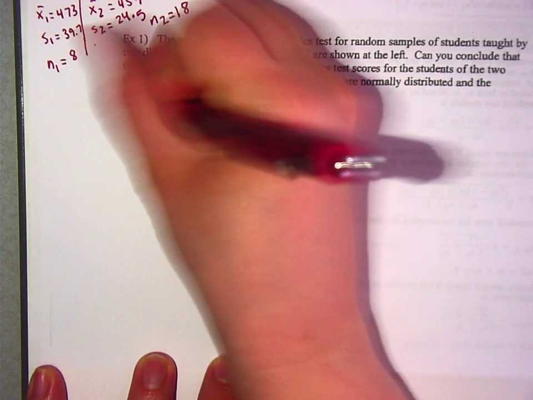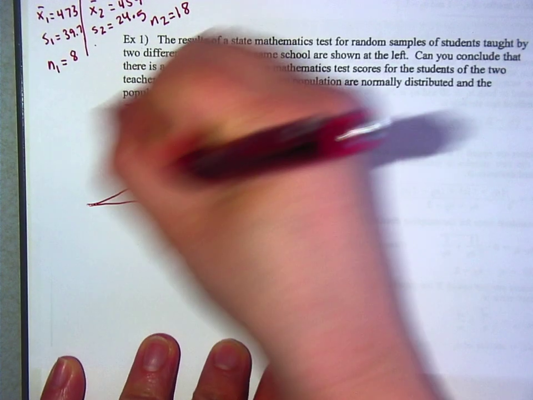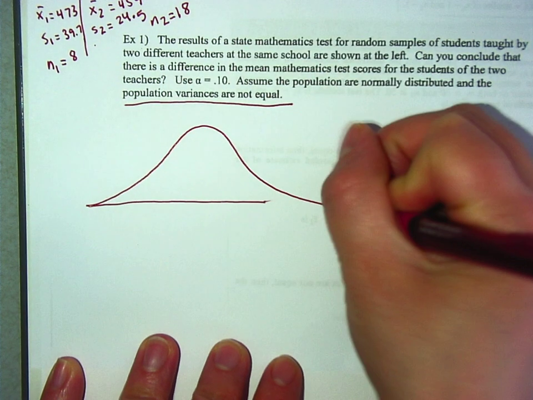We're assuming that the population variances are not equal. So, draw a quick bell curve.